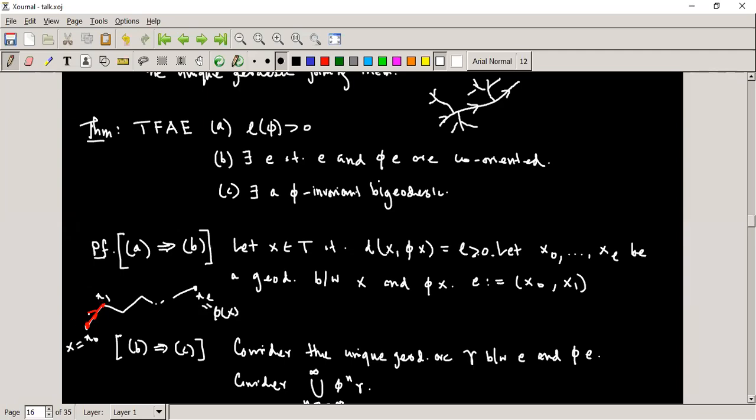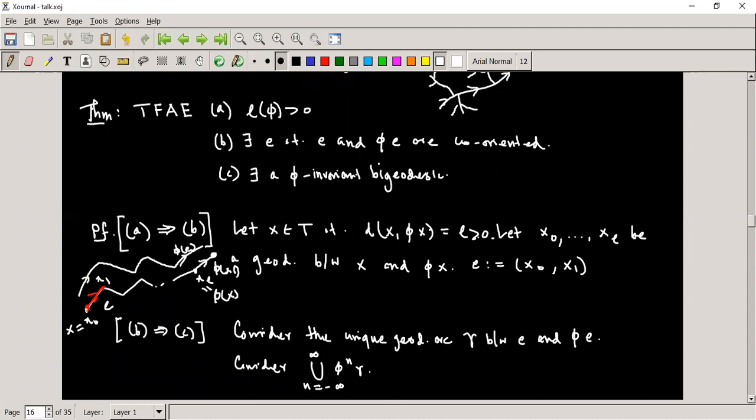Look at the first edge here. Where is the first edge going under phi? It has to go to an edge starting at phi x. So if you look at the unique geodesic joining x0 here and the image of x1 under phi, so phi x1, then along this geodesic, this edge e and phi e point in the same direction. So A implies B. Of course, if L phi is greater than zero, you can find an edge such that e and phi e point in the same direction. They are co-oriented.